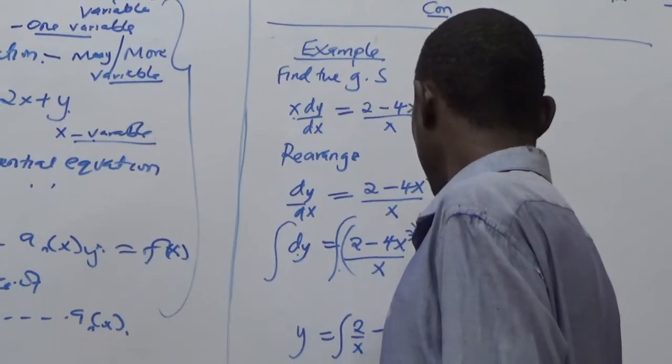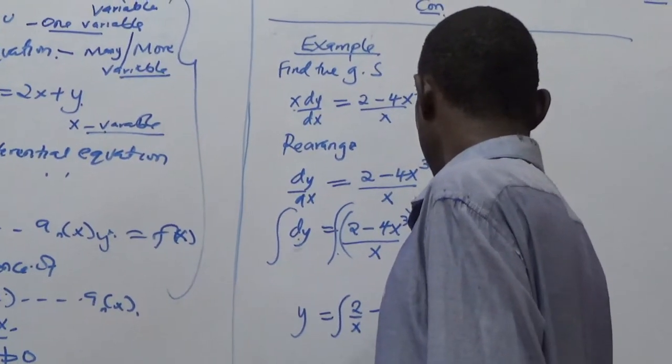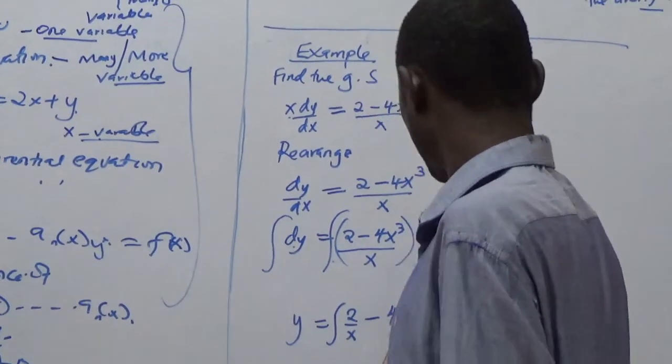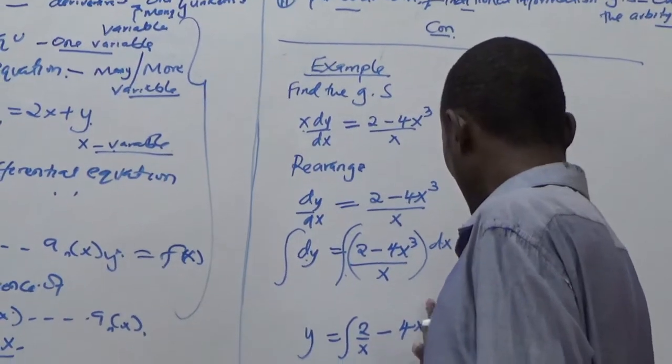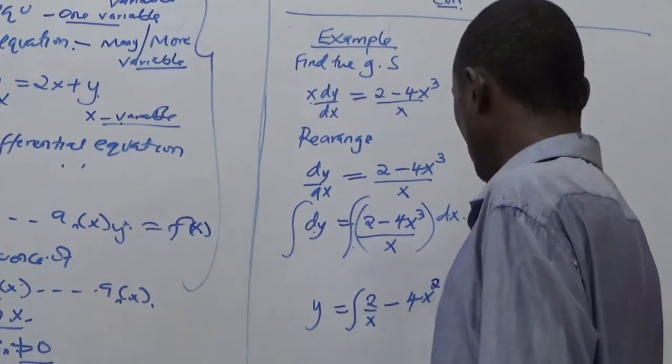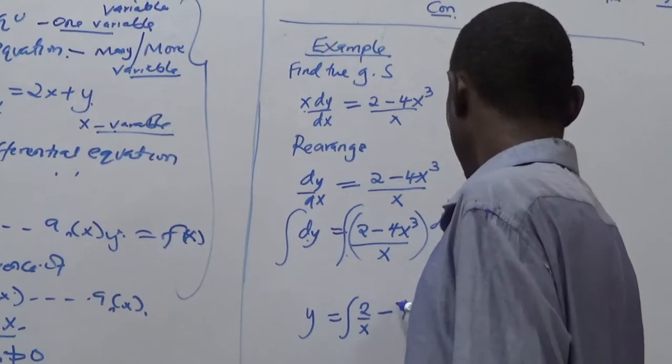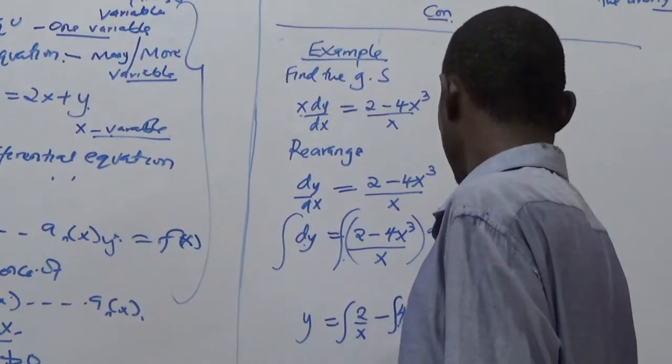Then this one will be minus of 4x cubed over x. So in this case, you have x and x cubed. When we divide, we will get x squared instead of x cubed. Then we are integrating separately.